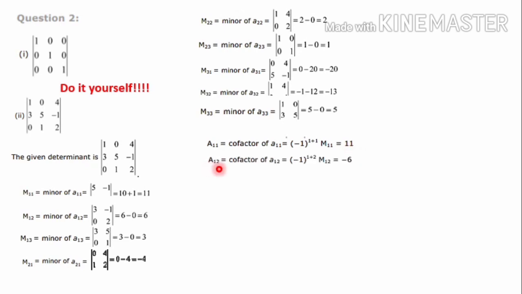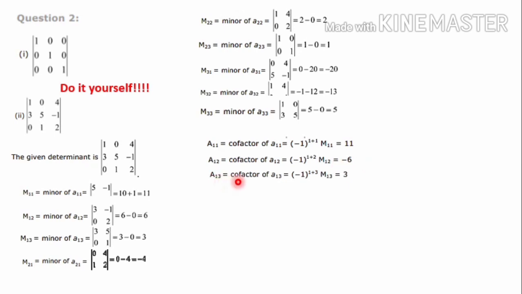Next is A12, that is cofactor of A12, that is equal to minus 1 the whole power 1 plus 2. Row value is 1, column value is 2. 1 plus 2 into M22. So here M22 is 6. Minus 1 the whole power 3 is minus 1. Minus 1 into 6 is minus 6.